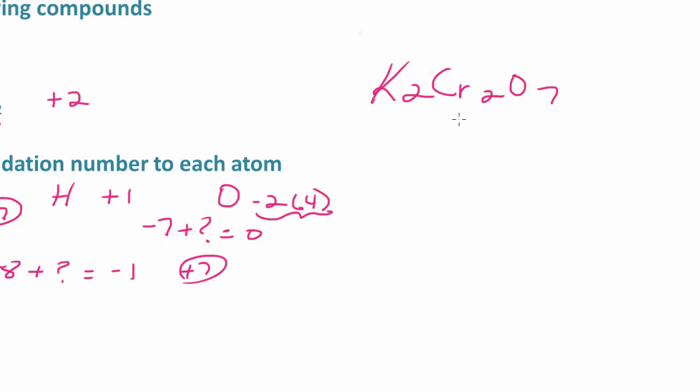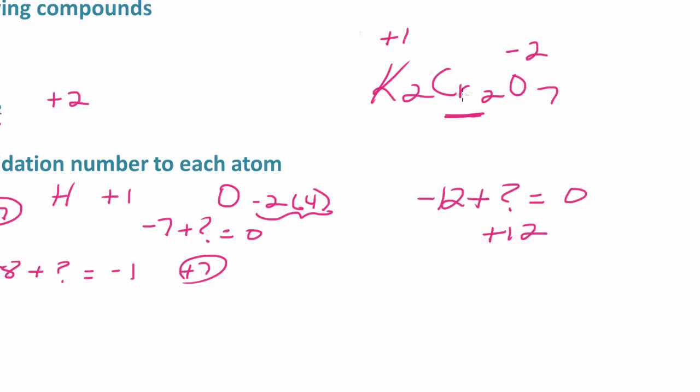Let's take a look at this compound. I want to know the oxidation number of the chromium. We know oxygen is -2 and potassium is +1. Remember, all of our oxidation numbers have to add up to 0 for a neutral compound. I have 2 of these potassiums, so I have +2. I have 7 of these oxygens, so that's -14, plus 2 would be -12. So -12 plus what equals 0? That'd be +12.